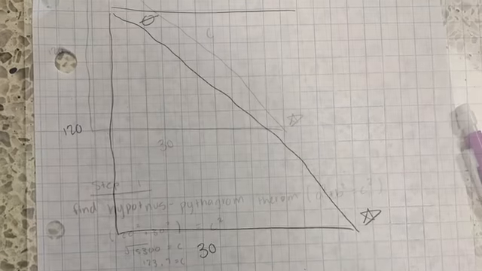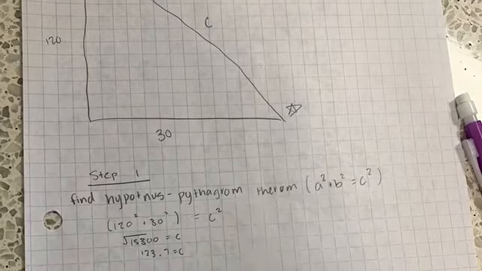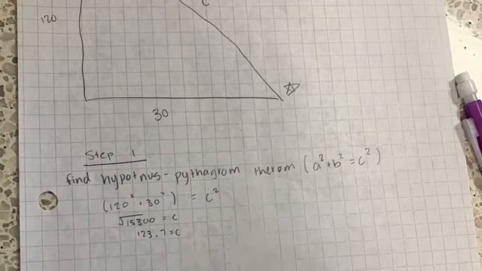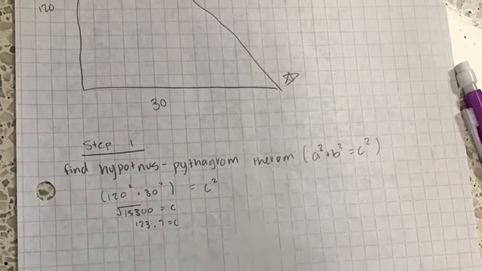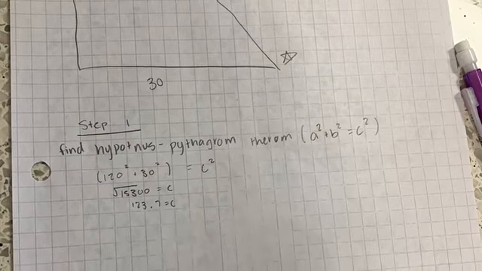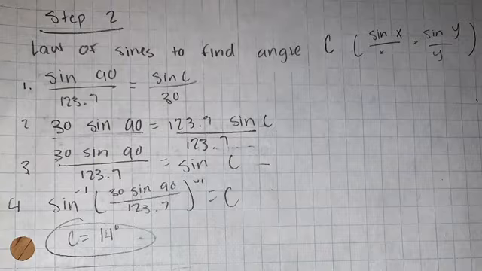The first step of solving this example is going to be finding the hypotenuse by using the Pythagorean theorem, shown here as 120 squared plus 30 squared equals c squared, and this is going to equal 123.7 for our hypotenuse. Now that we know the hypotenuse, we're going to use the law of sines, which is sine of x over x equals sine of y over y, to find angle C, which is complementary to theta, our angle of depression.